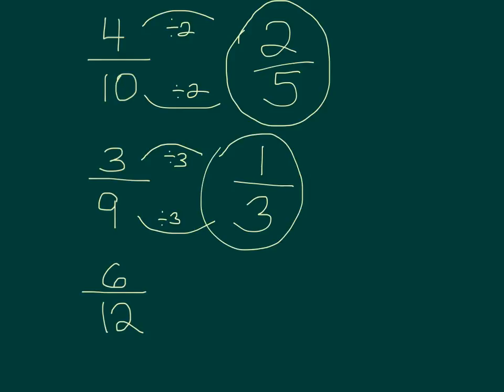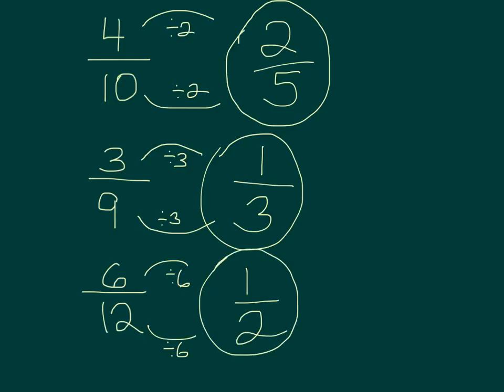Now we have 6/12. I want to think of the biggest number that divides evenly into 6 and 12. 6. So I'm going to divide the numerator by 6 and the denominator by 6. You could choose 3, you could choose 2, but you would end up needing to use 2 steps there. So 6 divided by 6 is 1, 12 divided by 6 is 2, and the numerator is a 1, so I know it's in simplest form, and we're all done.